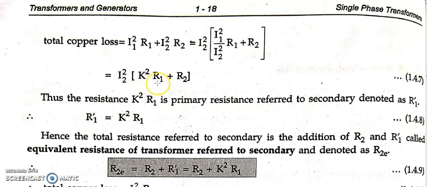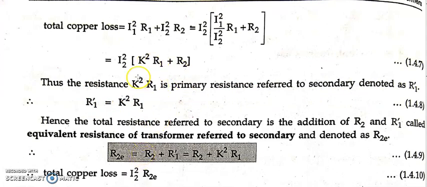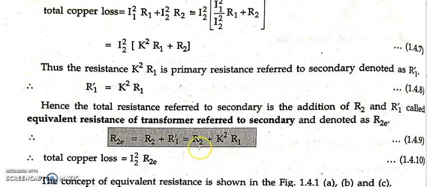Since the terminology is with respect to the primary side, I'm taking 1 over here. Collectively I'm calling it R1 dash, where R1 dash is nothing but K square into R1, which is the primary resistance referred to secondary. Similarly, when I write R1 dash here, R1 dash plus R2 you can call R2E, because we have transformed resistance from primary to secondary. Yes or not? R2 plus R1 dash is nothing but R2E. Otherwise you can write the same thing as R2 plus K square R1.